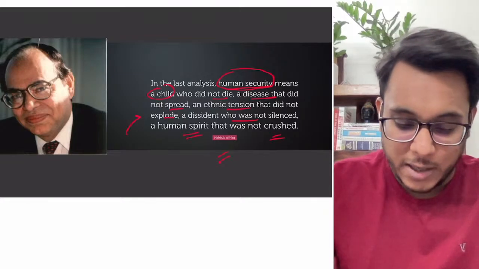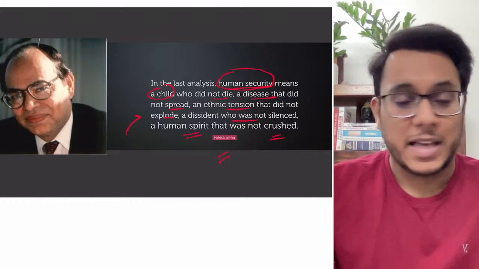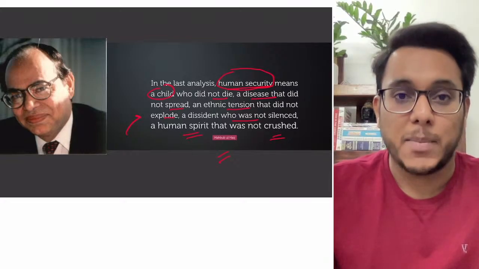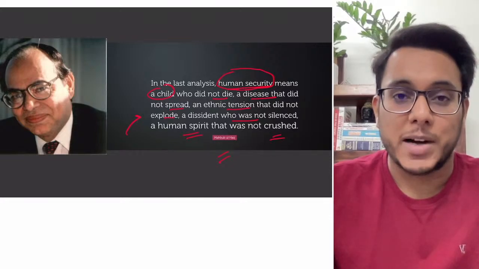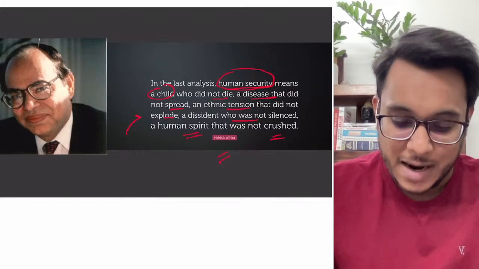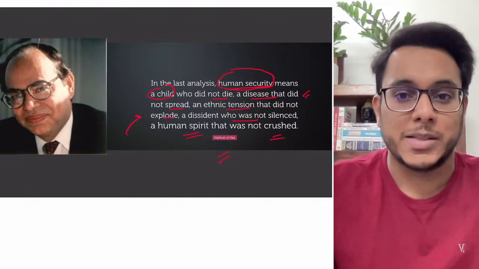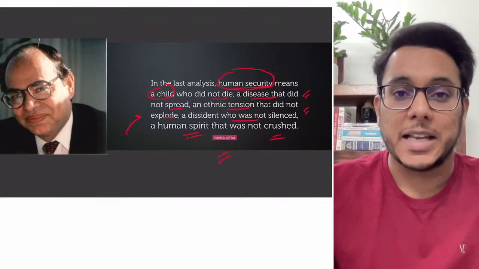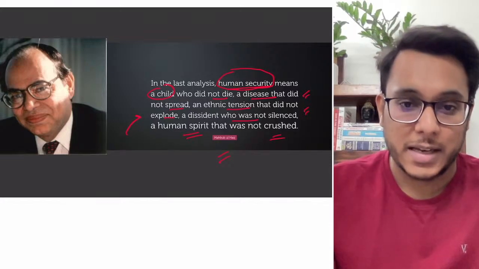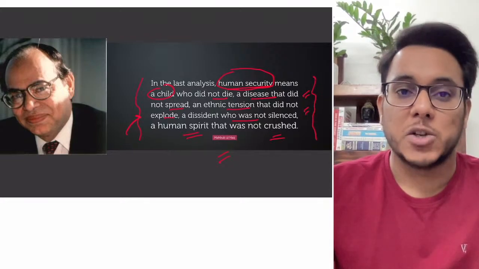A child who did not die. It talks about that. See, in India we see that there is very high NMR, very high IMR. Why? Because of some preventable infectious diseases. So if we are able to provide good health to the children so that they are not dying, we might say that human security is there. A disease that did not spread. The vigilance of our health system, if it is good, we can say that human security is ensured. An ethnic tension that did not explode. If there is congeniality in society, we can say that human security is there. All these dimensions of human security need to be ensured by a state.